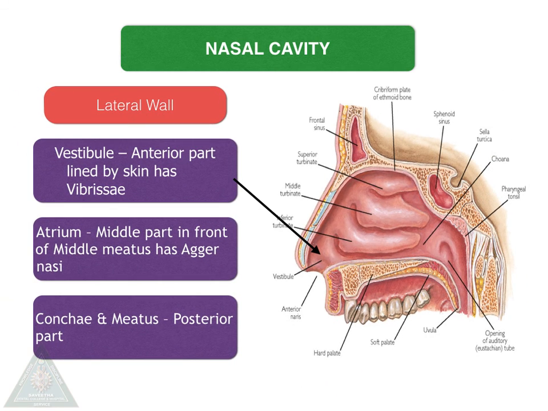The lateral wall is characterized by the presence of the vestibule. It's a small depressed area in the anterior part and it's a modified part of skin having short, stiff, curved hairs called vibrissae. Above this we have the atrium of the middle meatus, which is bounded above by the agger nasi. The posterior part is characterized by the presence of the concha and meatus.